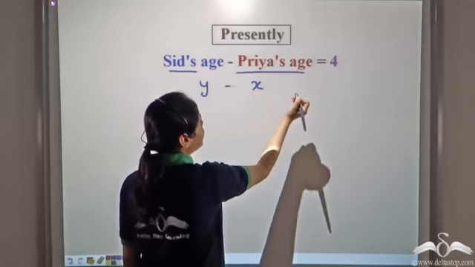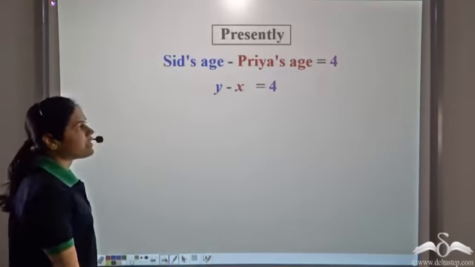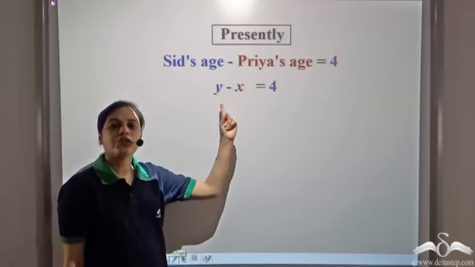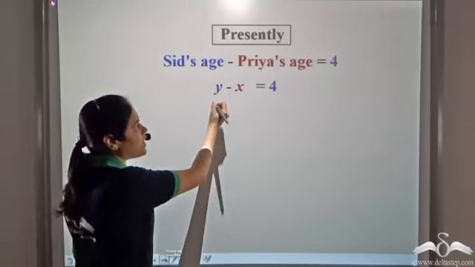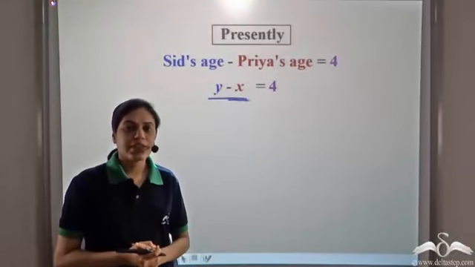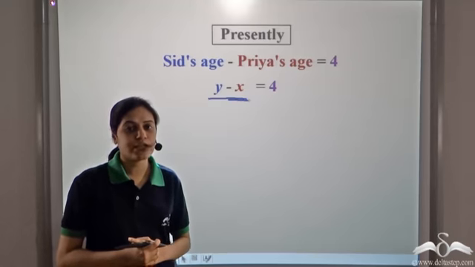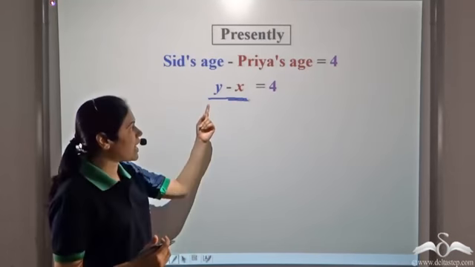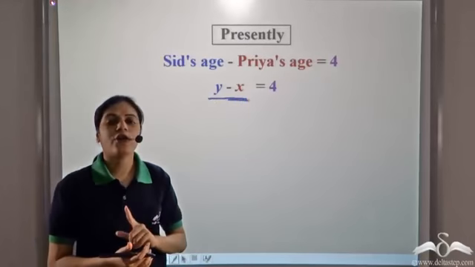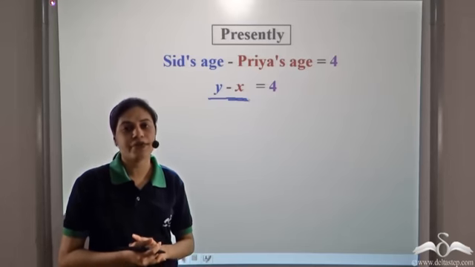So we have y minus x is equal to 4. So this is what we have. y minus x is equal to 4. Now this is an equation in two variables, x and y. We have already learned that if we have just one equation, we cannot get a unique solution for two variables from that equation. So, from this equation, you cannot tell me what is the correct age of Sid and what is the correct age of Priya.